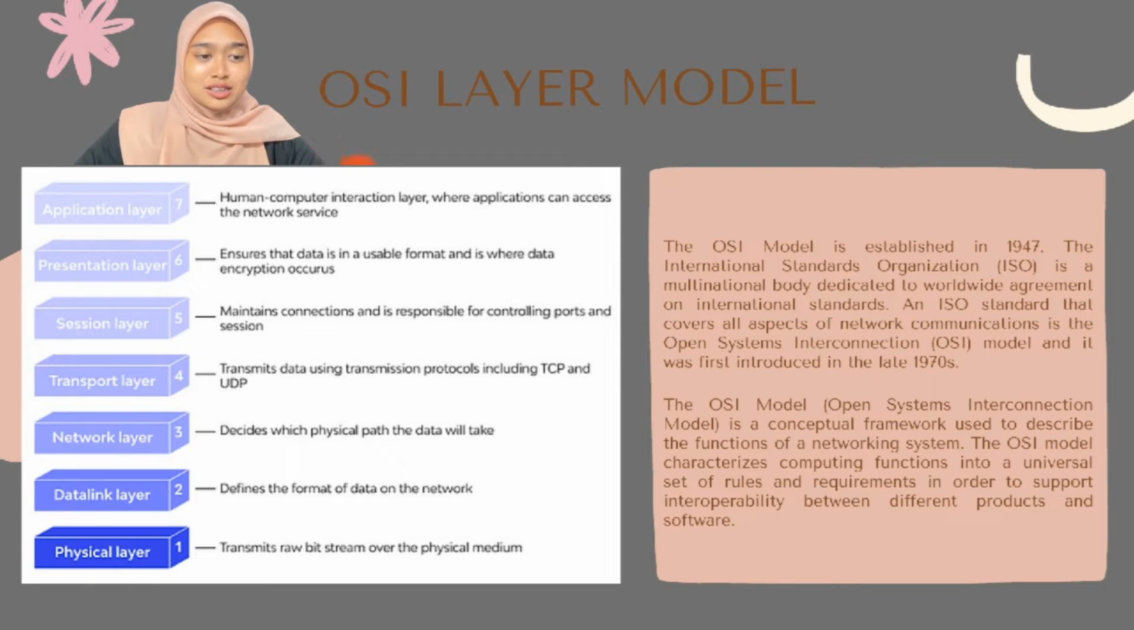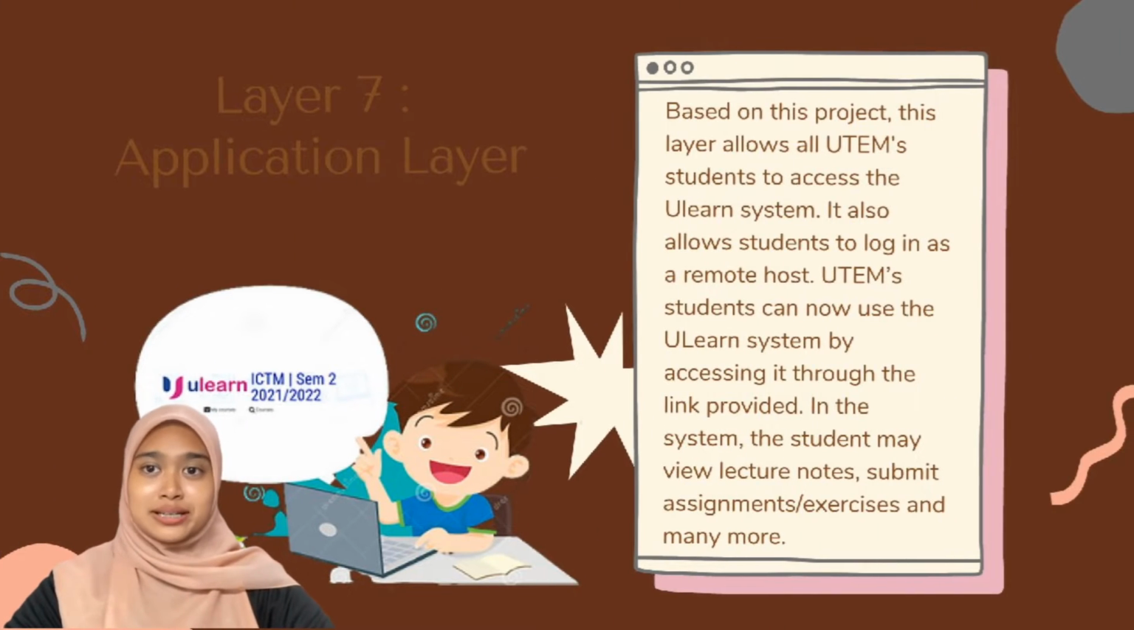And the second last layer is the presentation layer, which ensures that data is in a usable format and is where data encryption occurs. And the last one is the seventh layer, which is the application layer, the human-computer interaction layer, where applications can access the network service. The last layer is the application layer.